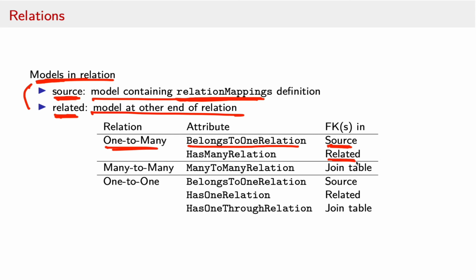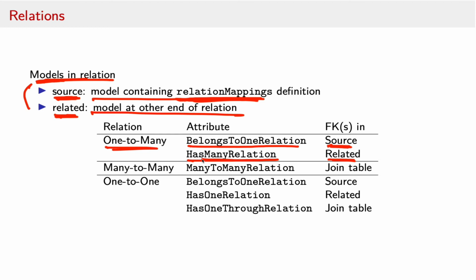Now, if we wanted to be able to refer to the cities that were part of a country, we would also have to create a relation mappings function on the country side as well. And in that case, we would refer to the relation as a HasManyRelation.